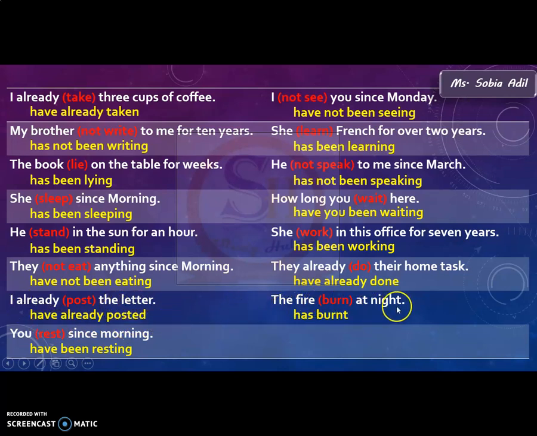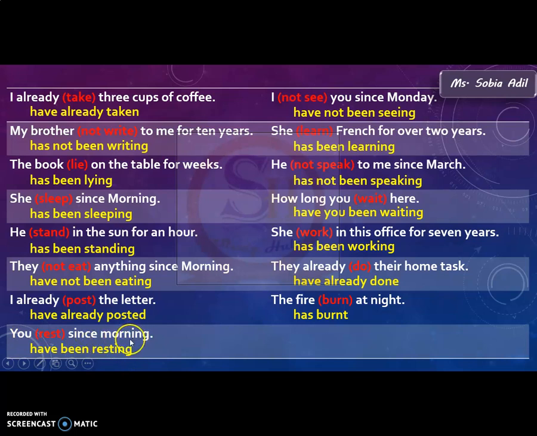The fire burned at night. This one is a simple present perfect tense, right? It's not telling you about time duration. The fire has burnt at night. You rest since morning. You have been resting since morning. The time is mentioned here. You need to change this form of verb by putting have been with the first form and ing, right? Present perfect continuous tense. You have been resting since morning.